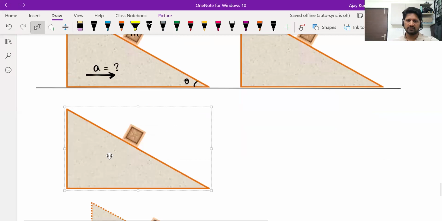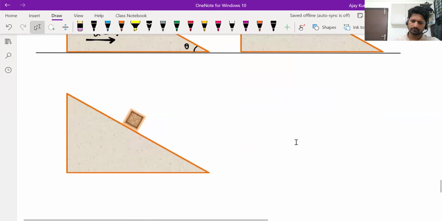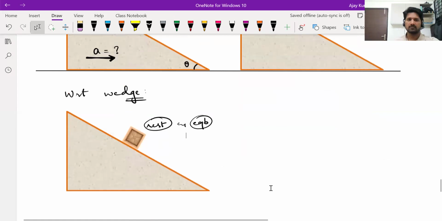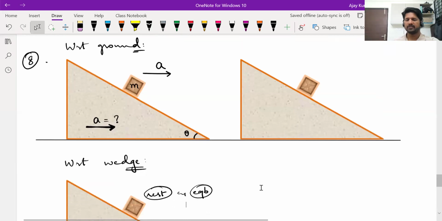Now, if you make the wedge the reference, if you observe the situation with respect to wedge, you don't want the block to slide on it. That means the block will be at rest with respect to wedge. It will be in equilibrium with respect to wedge. But the wedge is actually accelerating. One of you quickly tell me, if the frame of reference is accelerating, what should we apply? What is that kind of a frame of reference called? And what should we apply in such a frame?